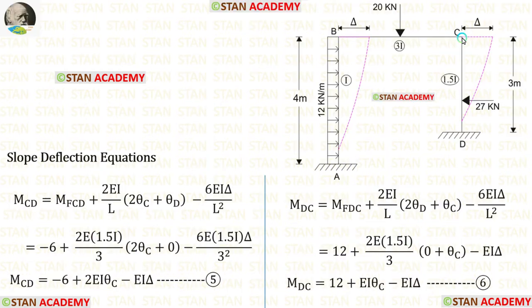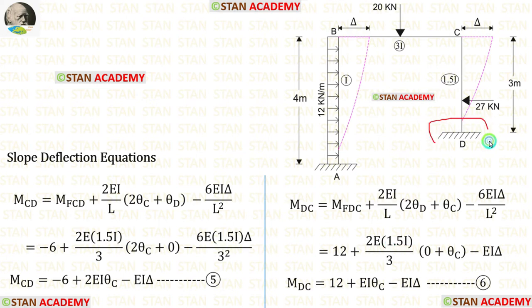Now let us make the slope deflection equations in the column CD. Since the column CD is subjected to sway, we have to add the moments due to sway with the equations. In the equations, let us apply the fixed end moments. Length of column CD is 3 meter. Let us apply that. The moment of inertia for CD is 1.5I. So instead of I, we have to apply 1.5I.